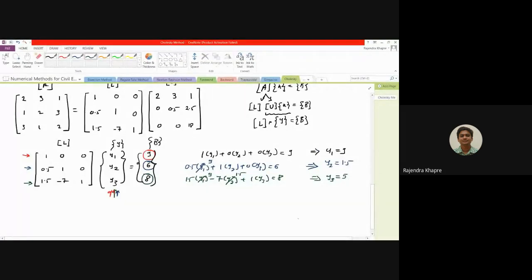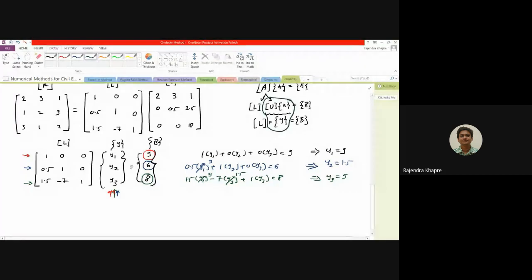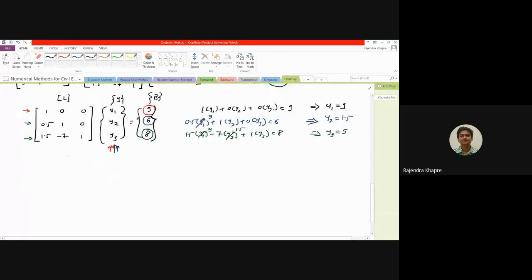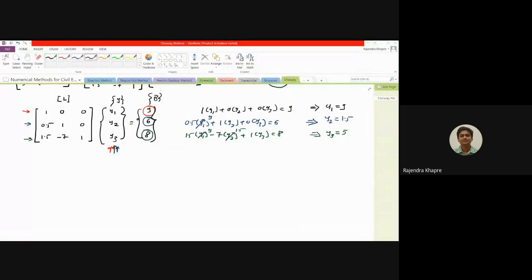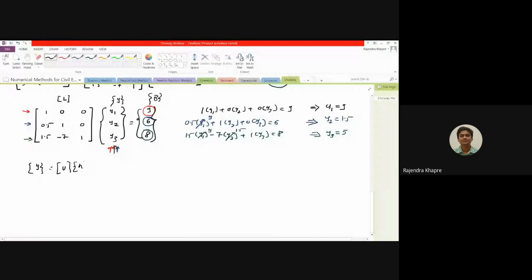Okay, so the values of y1, y2, y3 we have successfully calculated. Now what value of y have we assumed? Here we have assumed the value of y as U into x. So your y is nothing but U into x. This is what we have assumed.